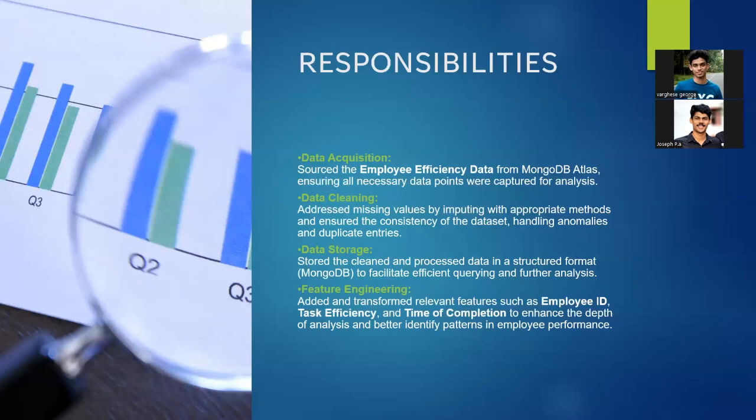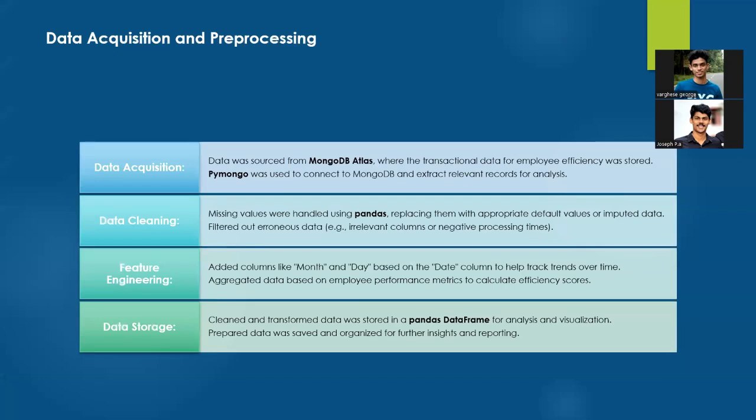That's how the responsibilities work. The acquisition and preprocessing includes data acquisition, cleaning, engineering, and data storage. We use MongoDB where the transaction data for employee efficiency was stored, and we connected to MongoDB and extracted relevant records for analysis. In the cleaning process, missing values were handled using Pandas, replacing them with appropriate default values or imputed data, and handling anomalous data, for example irrelevant columns and negative processing times.